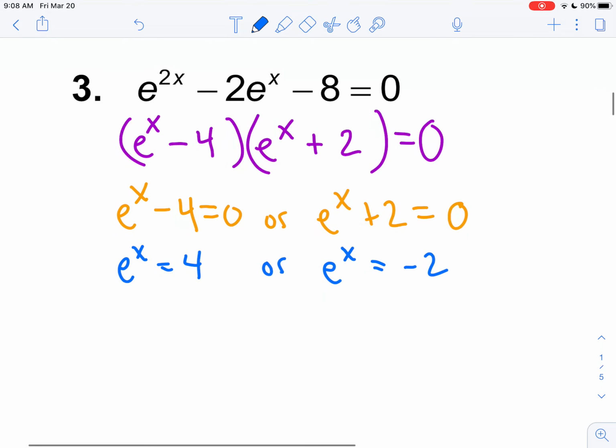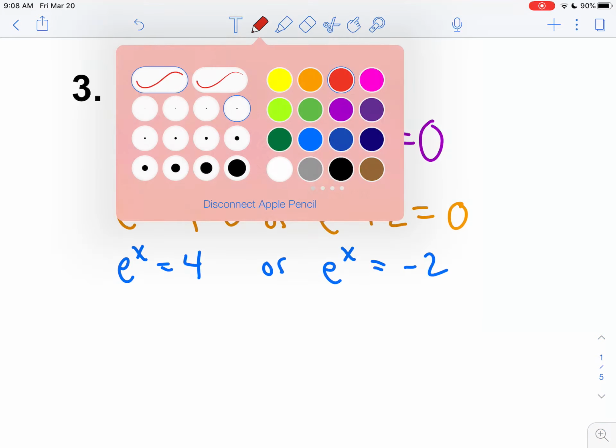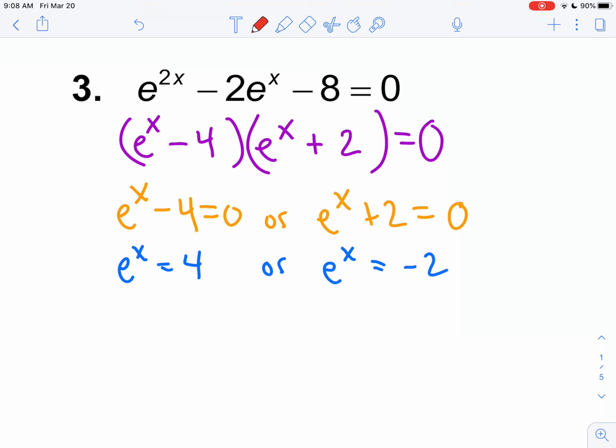So now we're going to go back to our options for solving an exponential. So we know that we can take the natural log of both sides. I like the parentheses because some people forget that.